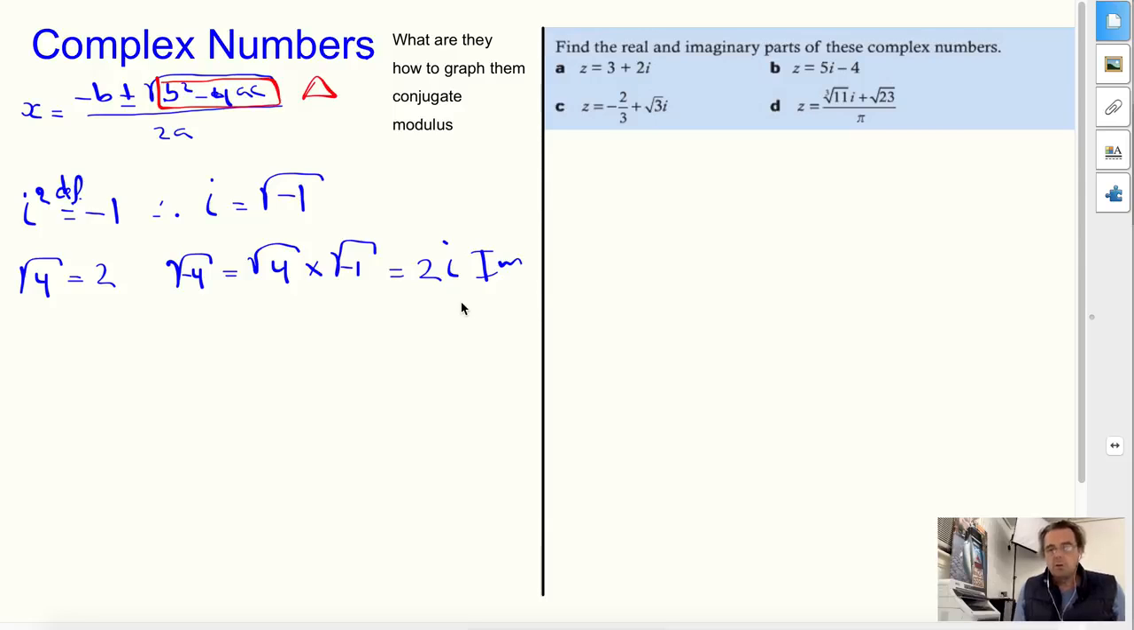Complex numbers consist of imaginary parts, but also of real parts. Complex numbers are often written as z. Now the real part is often called a, and the imaginary part is often called b. And it's imaginary because there's an i attached. So this is the real part of the complex number. That's the imaginary part of the complex number. Together they make up the complex number.